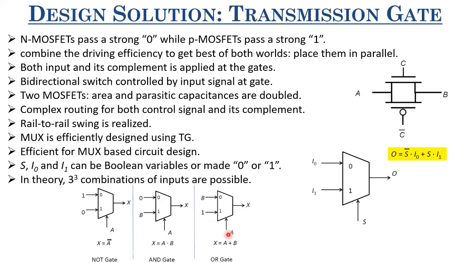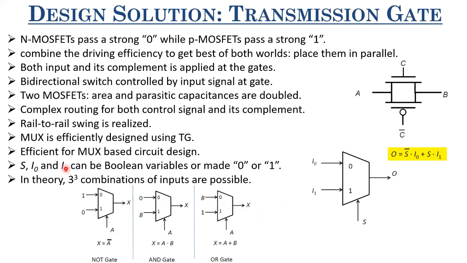So the output is 1 here whenever A is 1 or B is 1. So if A is 1, then output is 1 because 1 is passed. Now, if B is 1, then regardless of whether A is 0 or 1, 1 has to be passed to X, right? So it can also be used to realize OR gate.